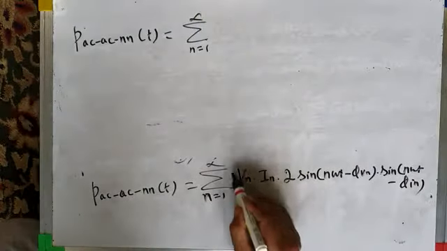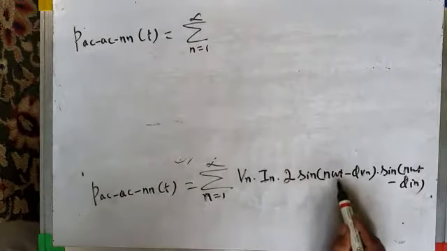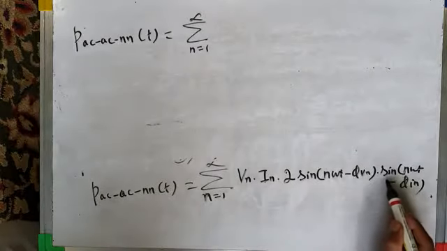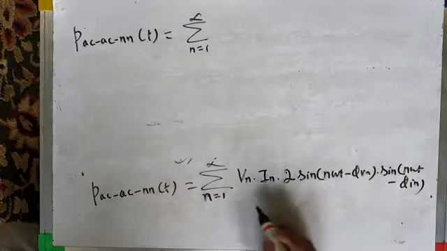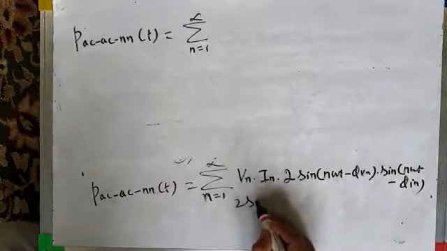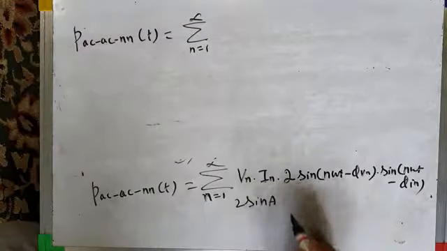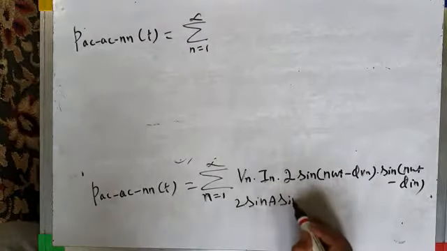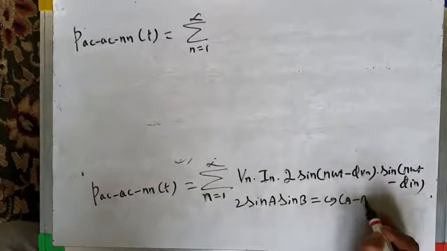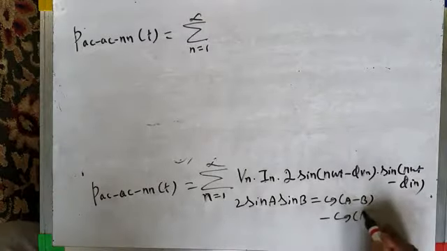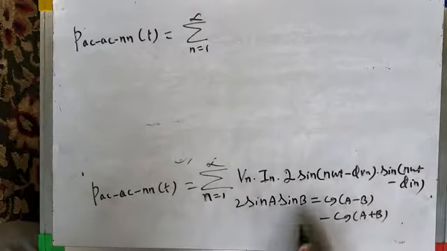So this is Vn In into 2 sine of n omega t minus phi Vn into sine of n omega t minus phi In. So this is 2 sine A sine B. We already know this trigonometric identity: 2 sine A sine B is equal to cos of A minus B minus cos of A plus B. Let us use this trigonometric identity here.